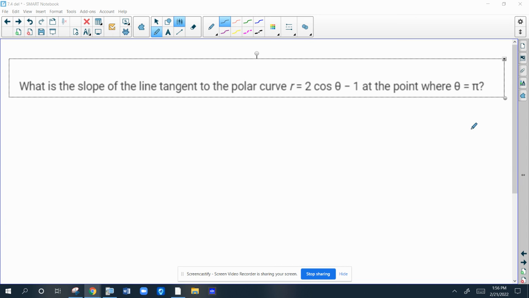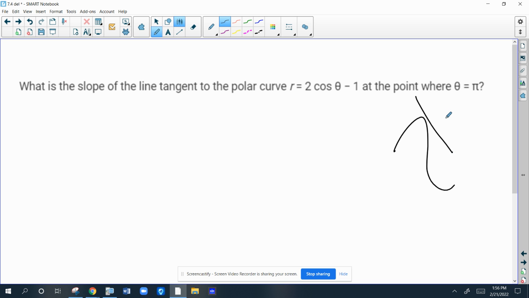So we're trying to figure out what the slope of the line tangent to the polar curve r equals 2 cosine theta minus 1 is, where theta equals pi. So when we're looking for the slope of the tangent line to whatever that graph looks like, we're looking for dy/dx. The problem here is everything's in polar coordinates, so we're going to have to change that.